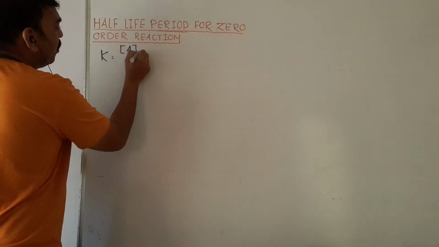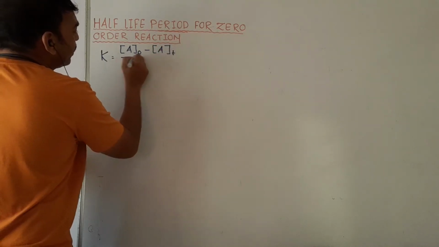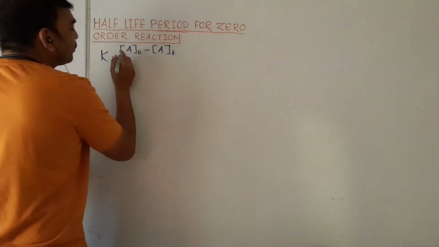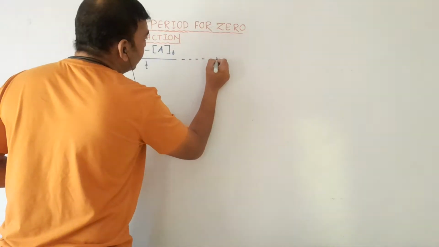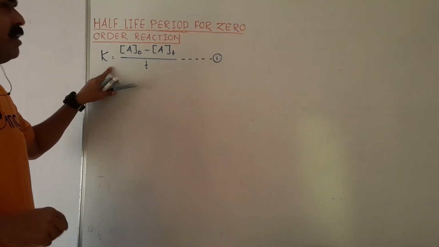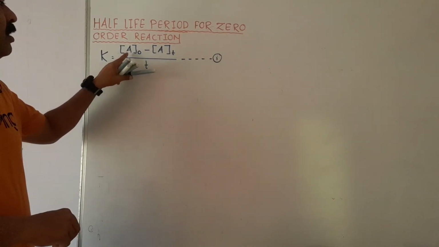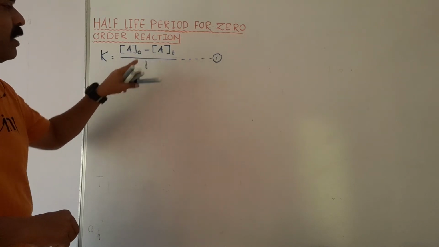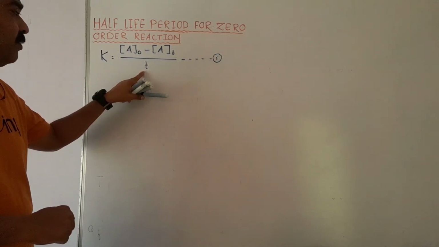Now we know that the integrated rate law for zero order reaction is k equals initial concentration of reactant minus final concentration of reactant divided by the time t. This is the integrated rate law for zero order reaction. We know the integrated rate law for zero order reaction: k equals initial concentration of reactant minus final concentration of reactant divided by the time required for the reaction.